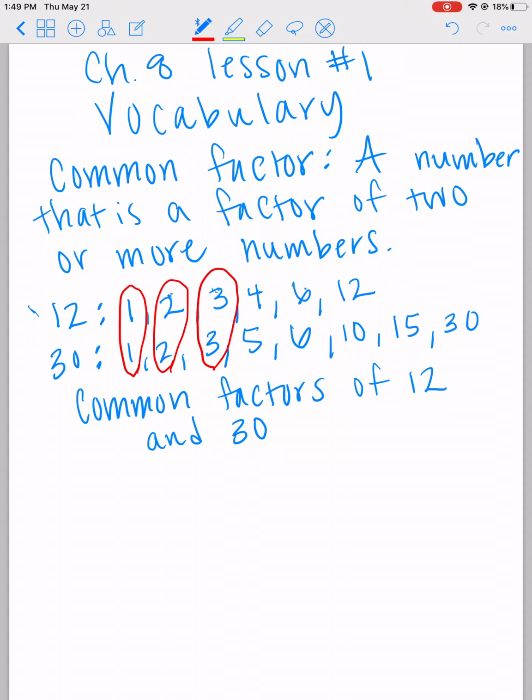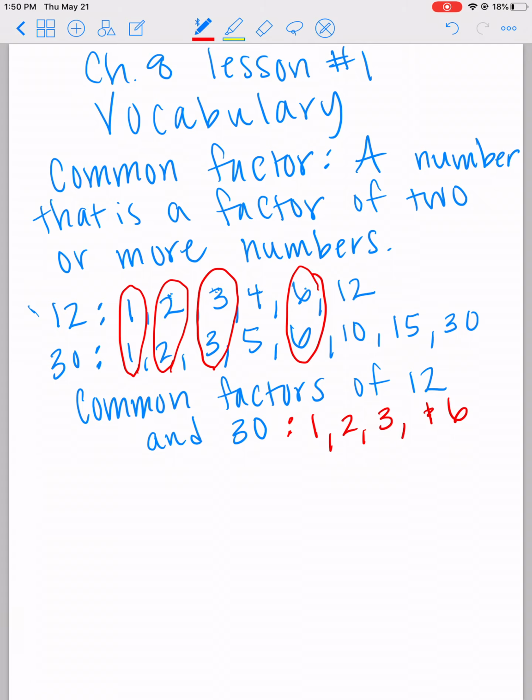Not 4, because 4 doesn't go into 30. Not 5, because 5 doesn't go into 12. So 6, they have a common factor of 6. 10, no. 12, no. So the rest of these they don't have in common. So the common factor is, you would list it like this: 1, 2, 3, and 6 are the common factors of 12 and 30.